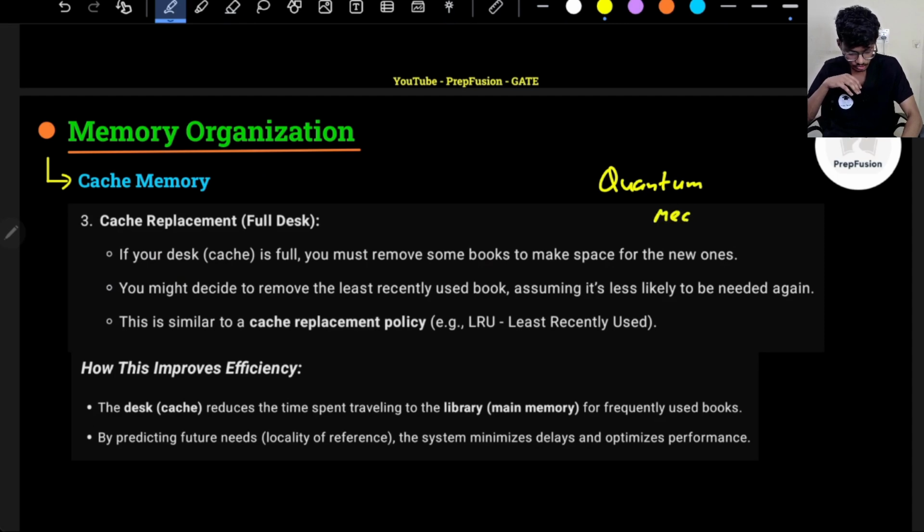Quantum mechanics. So now if you are studying quantum mechanics, you will need books related to quantum mechanics, but you don't have space. So what you will do is, whatever books you had on the desk, you will remove and keep them in the library and bring the new books, because now you need quantum mechanics, right? You may need relativity later, but right now what do you need? Right now you need quantum mechanics. So you will bring those books to you.